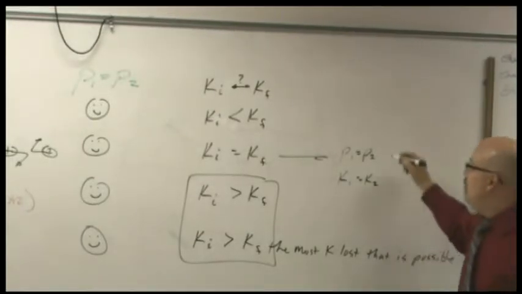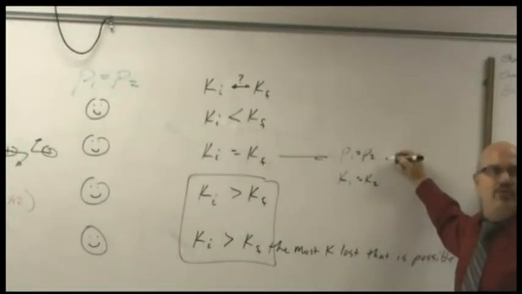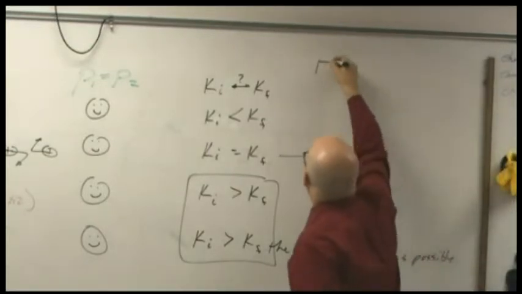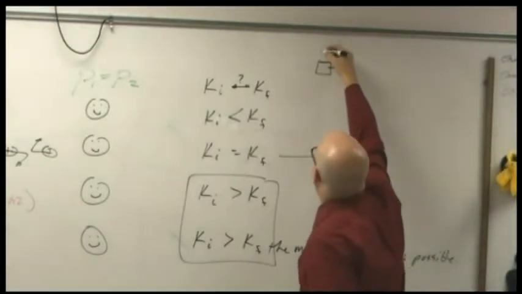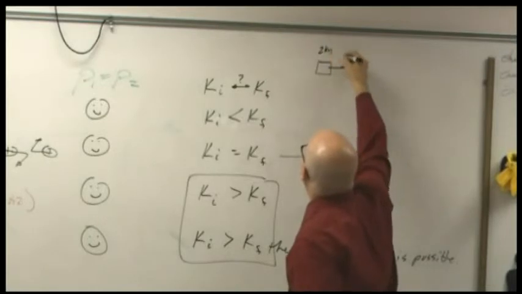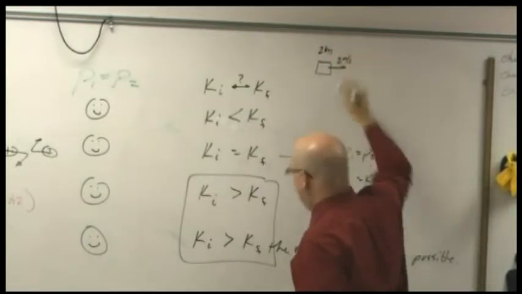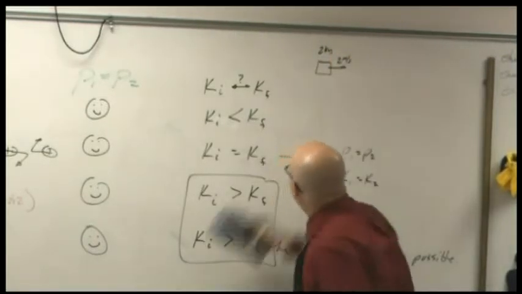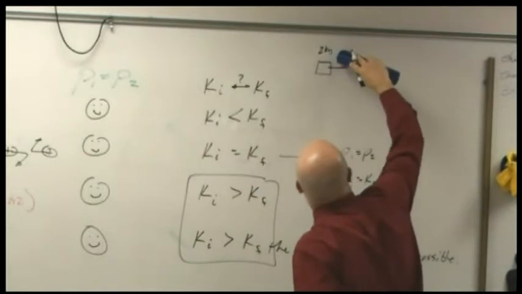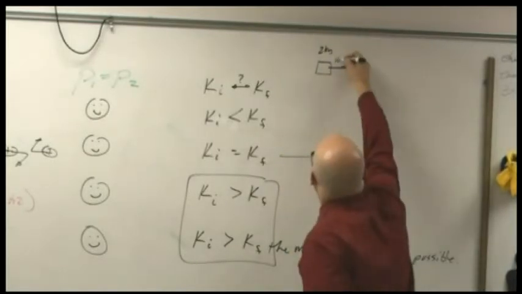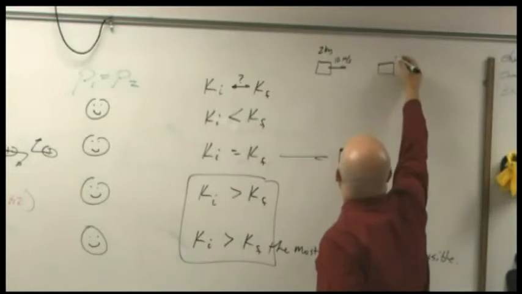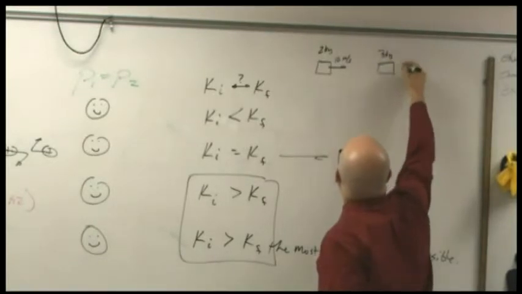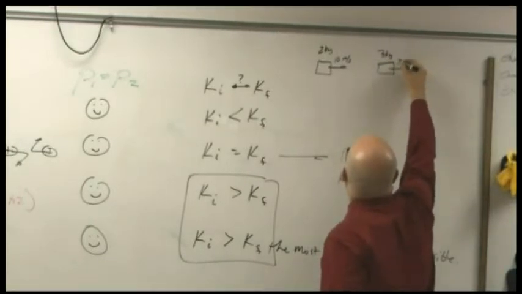Now, if you go through all the math of this, in fact, let's do one real quick. Let's say that we have an object here. Let's say its mass is 2 kilograms, and it's moving at 2 meters per second. No, let's make that higher. Let's make that 10 meters per second. And over here we have an object that is 3 kilograms, and it's moving to the right at 2 meters per second.